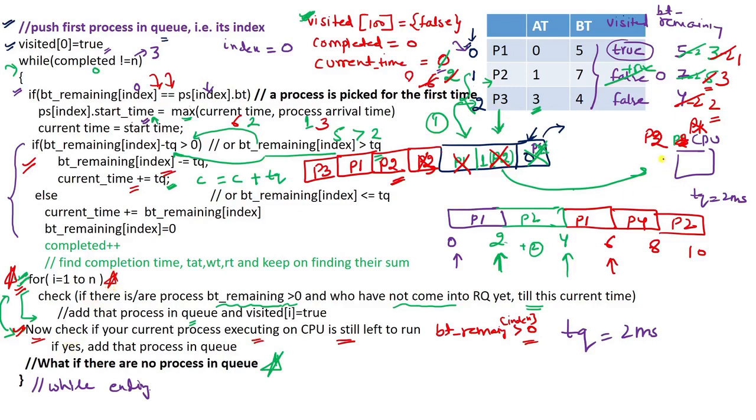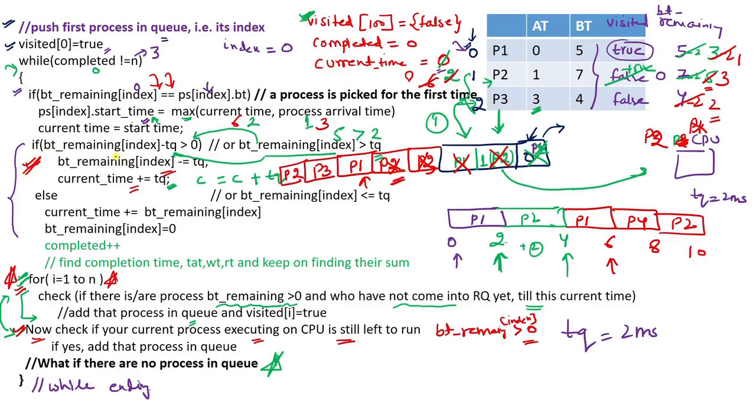Now we will be adding this P2 again. Why? Because it has 3 units of time still left. So we will be changing and we will be adding P2. We'll be again going back and we'll see okay, this P2 is okay. Now we'll come to P1. For P1 only one time is left. So we'll come directly here.